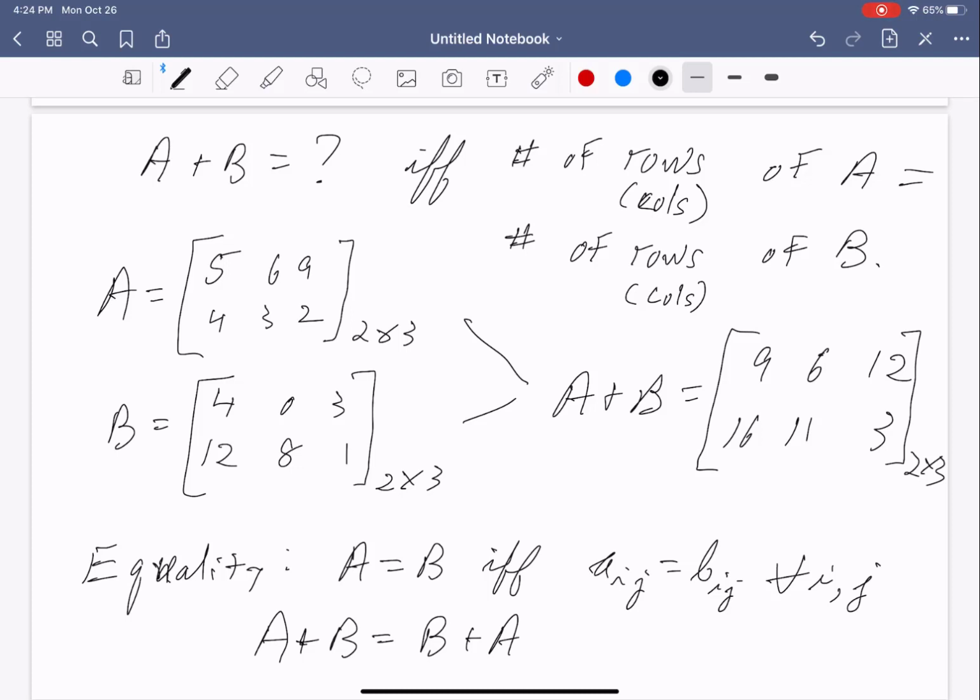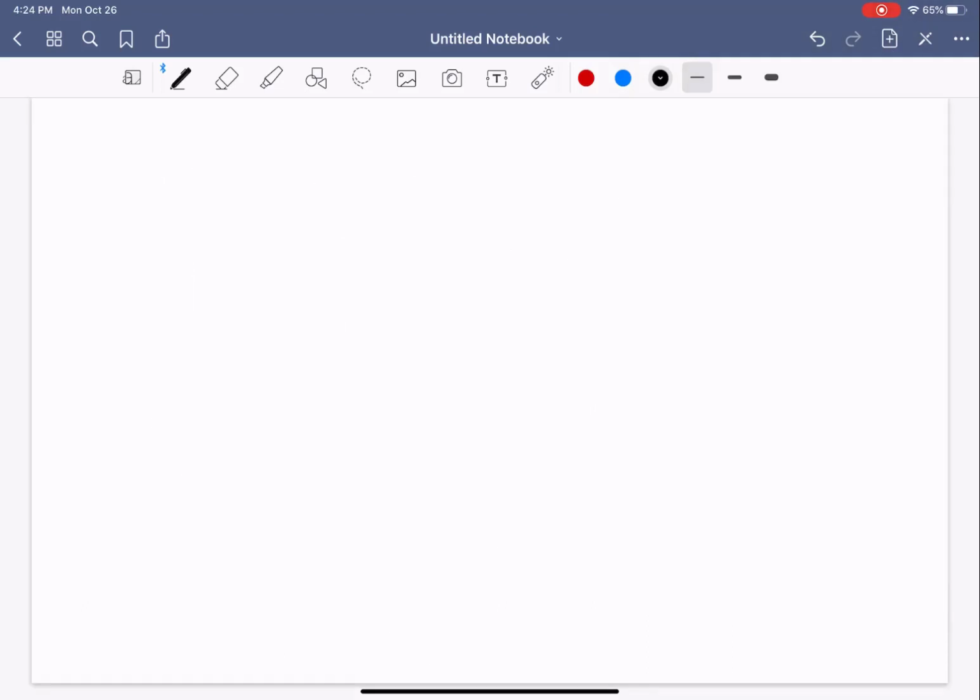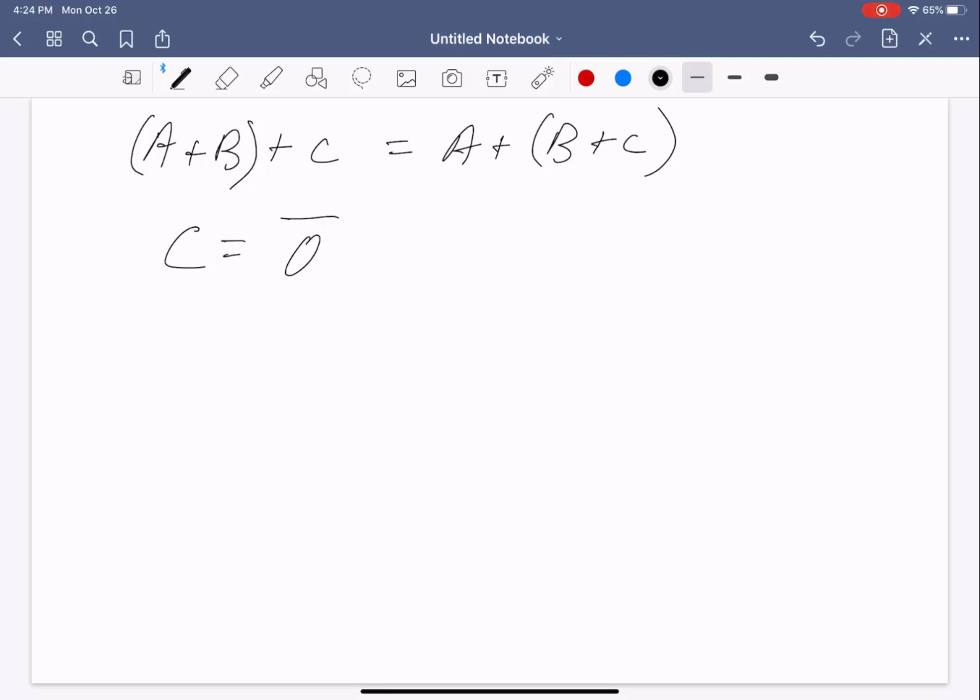All right. And we can go a step further here. A plus B plus C is equal to A plus B plus C, grouped either way. So we can change the order like this. We can add first A to B, or B to A rather, and then add C, or we can start with B plus C and then add A, or vice versa. We can also define a vector 0 or a matrix 0 as follows.